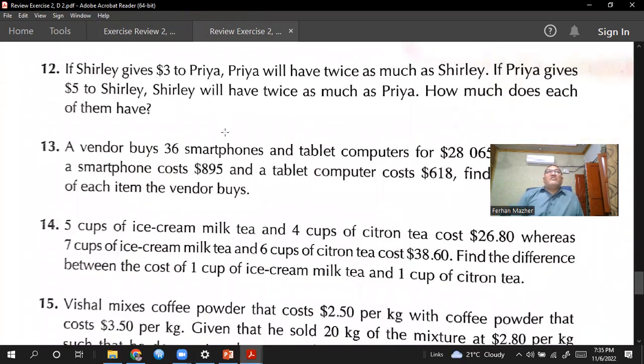Now we are on question number 12. It says, if Shirley gives $3 to Priya, Priya will have twice as much as Shirley. If Priya gives $5 to Shirley, Shirley will have twice as much as Priya. How much does each of them have? That's question number 12.